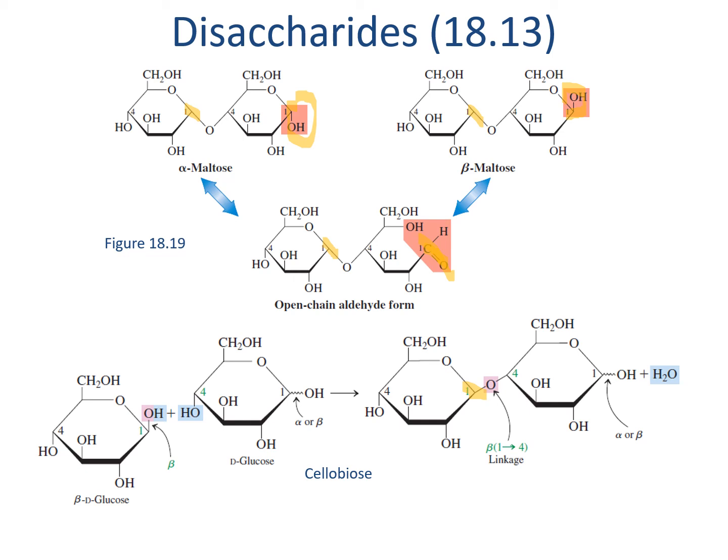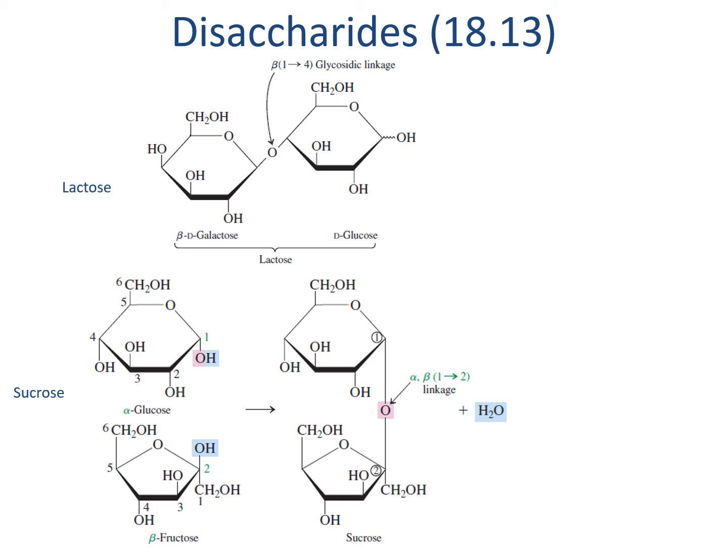You should know for each of these disaccharides what components make them up. So again, for maltose and cellobiose, it's glucose in each case, D-glucose, and the name for their glycoside bonds. So for maltose, it's two D-glucose molecules joined by an alpha 1,4 link. For cellobiose, it's two D-glucoses joined by a beta 1,4 link.